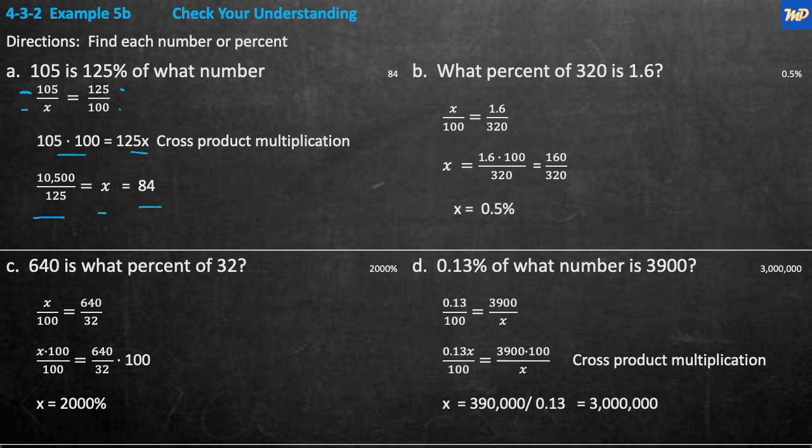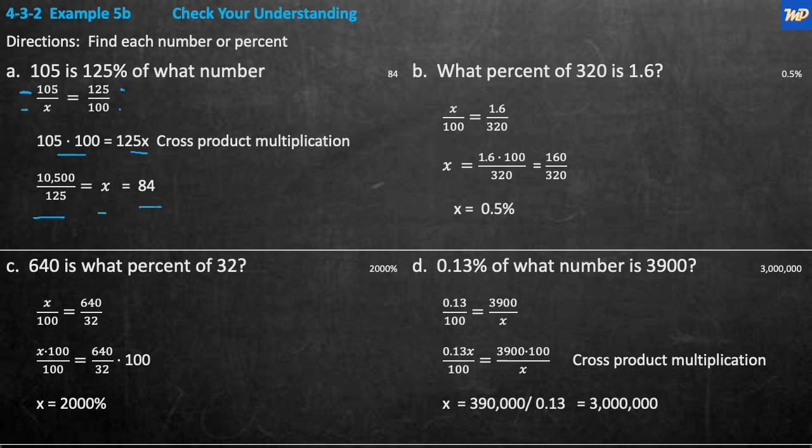What percent of 320 is 1.6? What percent? So now they're looking for something over 100. That percentage over 100 is equal to, it says percent of 320. So of the 320 means 320 is the large number.